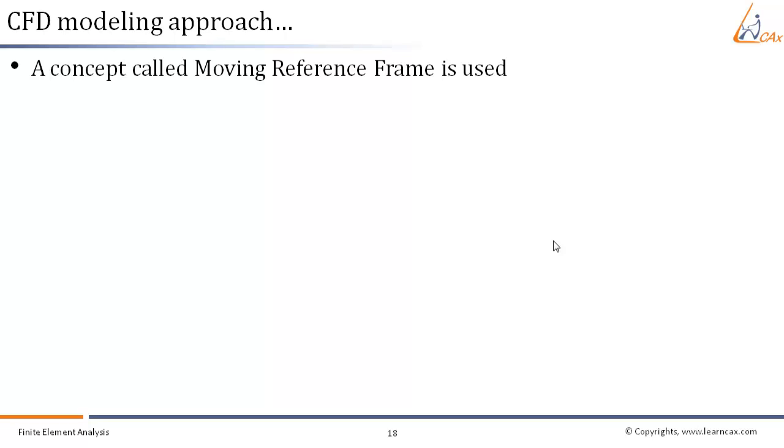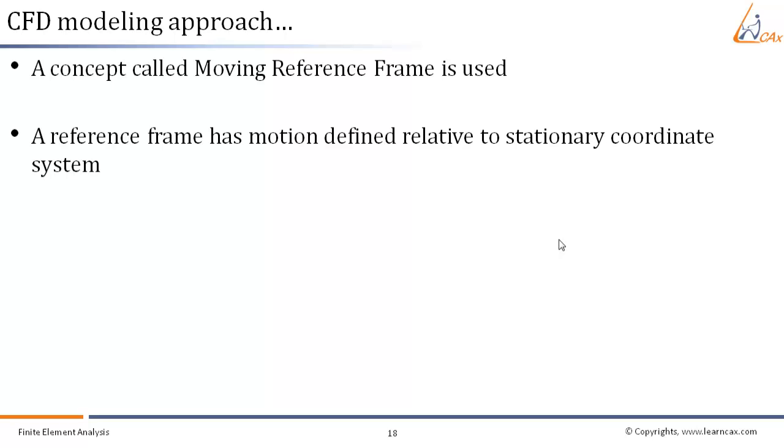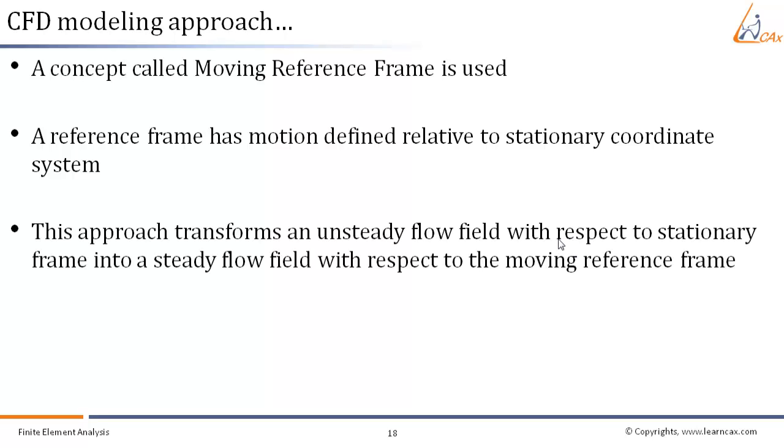A concept called moving reference frame is used. A reference frame has a motion defined relative to the stationary coordinate system. This approach transforms an unsteady flow with respect to a stationary frame into a steady flow field with respect to the moving reference frame. So inherently all turbo machinery flows, or rotating machinery flows, are going to be unsteady or transient, that is, varying with time. All flow variables are changing with time.